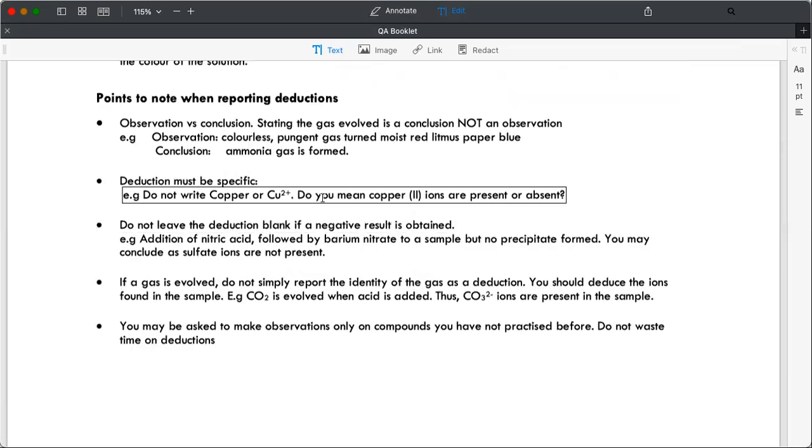For deduction, do not write copper or copper(II) ions. You have to be specific. Is copper(II) present or absent? Do not just say copper(II). You must say copper(II) ions are present or are absent.